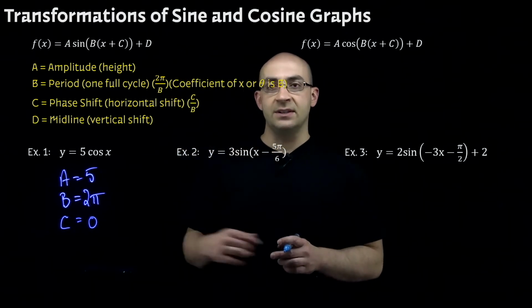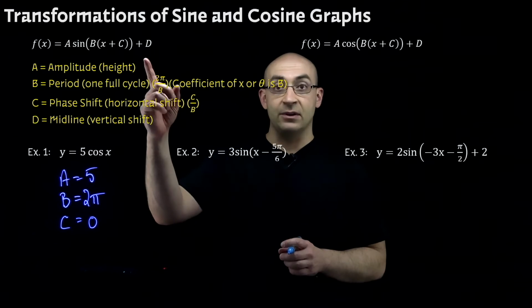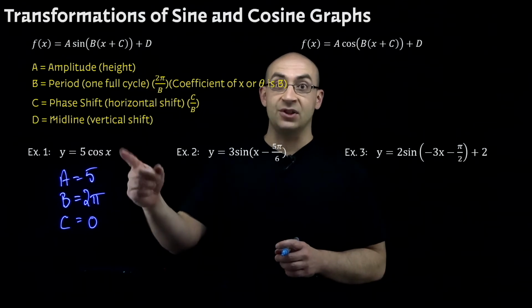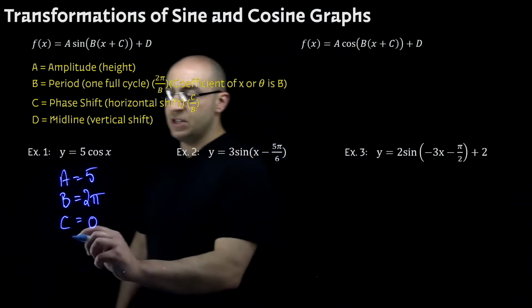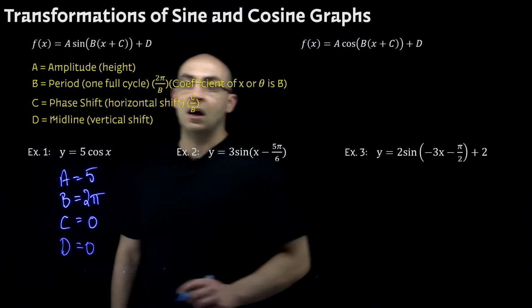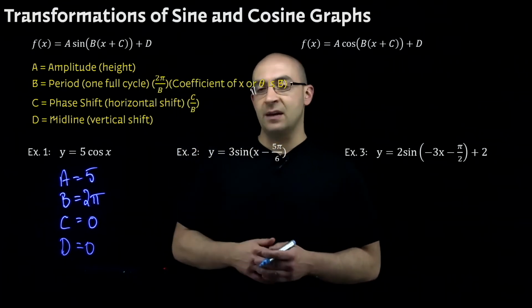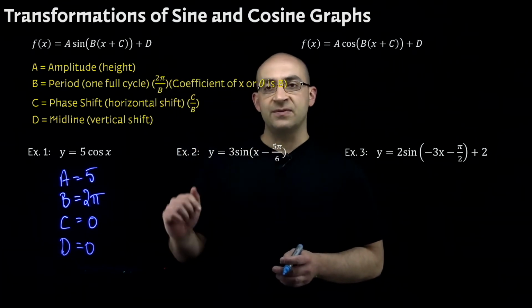D is the midline, which is the vertical shift. There's no plus D on the end of this. You would actually see a plus or minus at the very end. So there was no change vertically. So there's our A, B, C, Ds. Amplitude is 5, that's height.